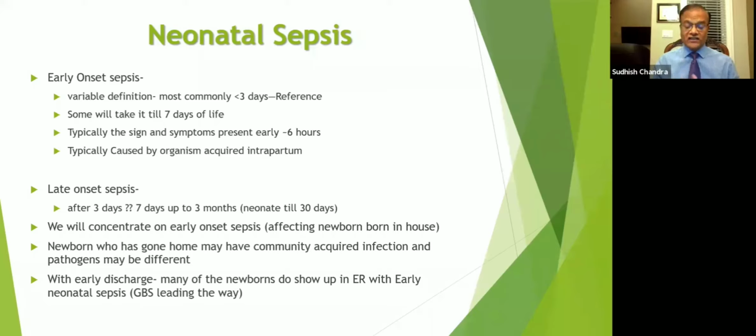And with early discharge, especially in the United States, the babies are getting discharged at 24 hours and sometimes 48 hours. And these newborns do tend to show up in the emergency room with early neonatal sepsis. And in this, GBS is leading the way.